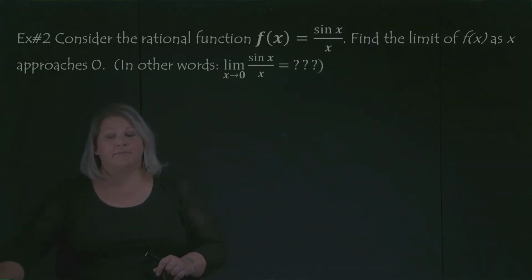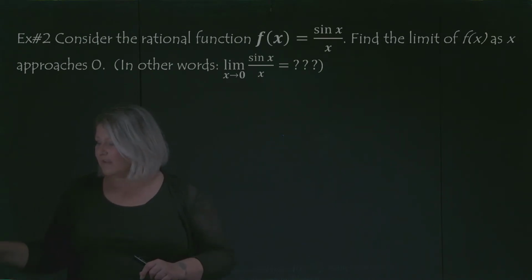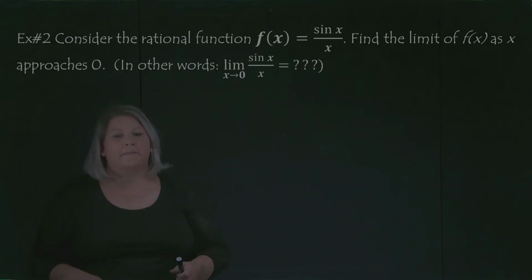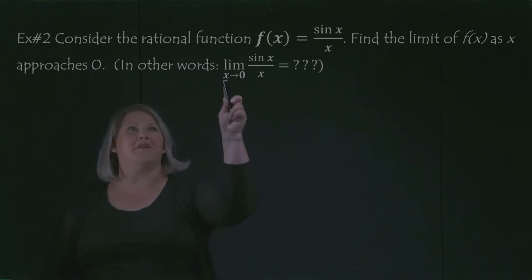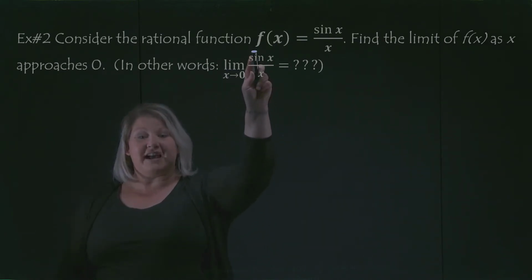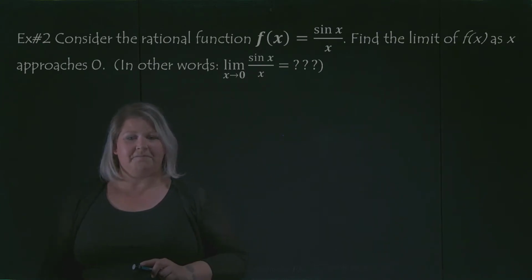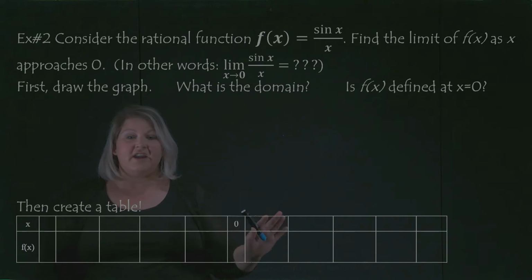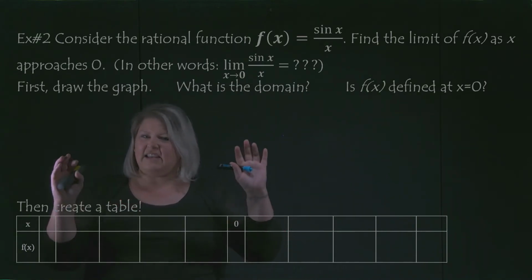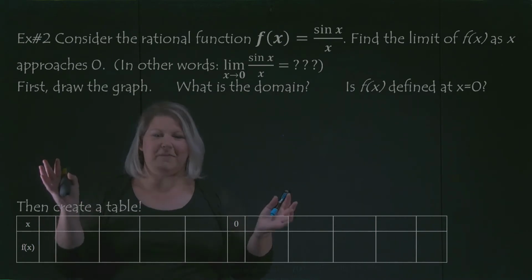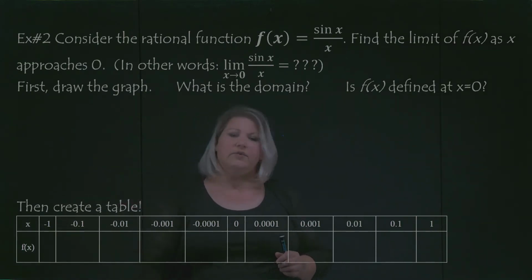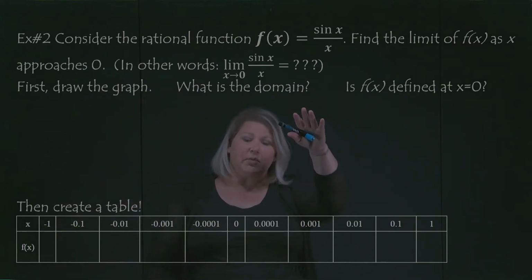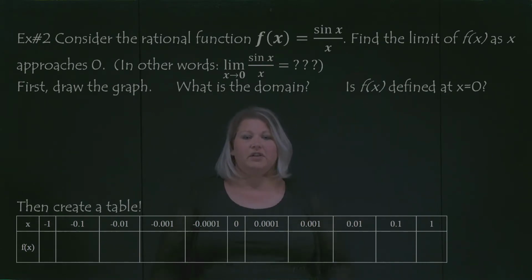Let's look at this example here. Let's consider the rational function of sine of x over x, and let's find the limit of f of x as x approaches 0. In other words, we could write it like this: find the limit of sine of x over x as x approaches 0. Okay. Here are the essential things we want to look at, and you don't really have to do them in any order. All of them help, but I do suggest starting with a graph. So the first thing you're going to do is graph that function. Then you're going to look at what's the domain of that function. And then you're going to look to see, is f of x defined at x equals 0?